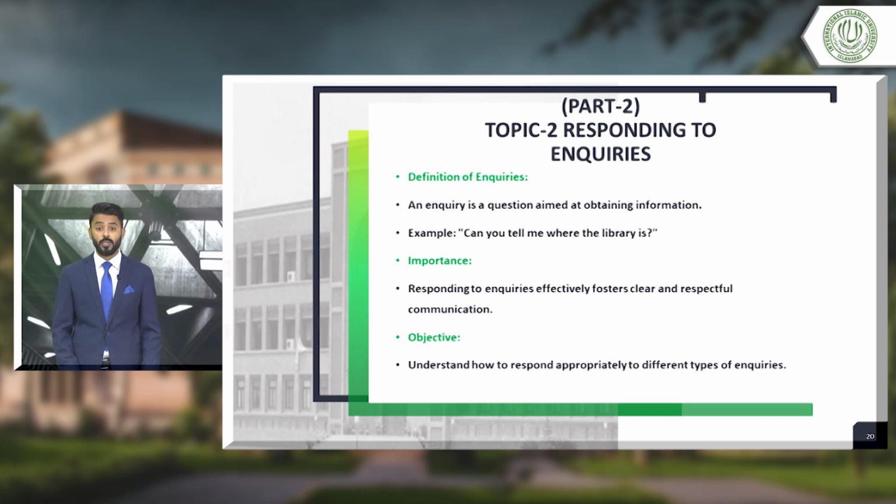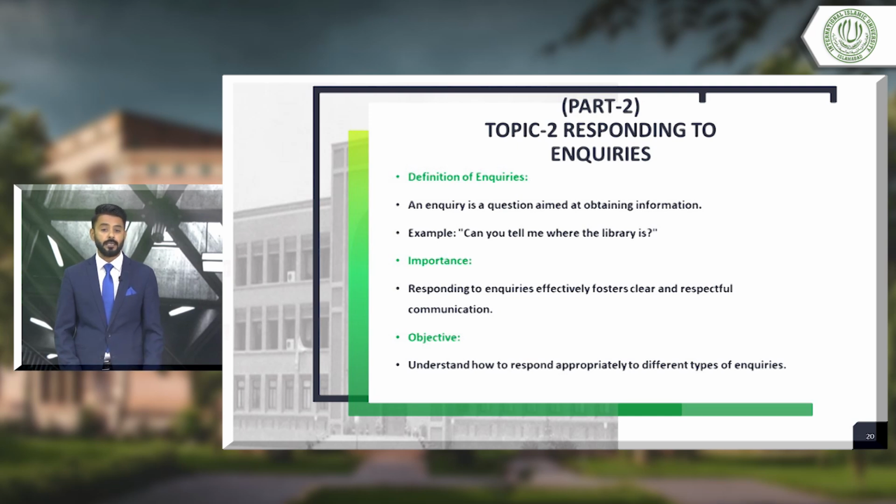And how to respond to an inquiry. It is very important if you want to be presented as somebody who displays very respectful and effective communication, that you need to learn how to respond in a better way. Fine. So what is the objective of learning all this?